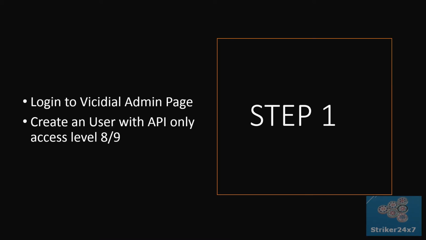Step 1, log into the vicidial admin page with admin credentials. Create a user with API-only access and level 8 or 9. We need this user to play sound files via API. Let's jump to my live vicidial server to finish step 1.